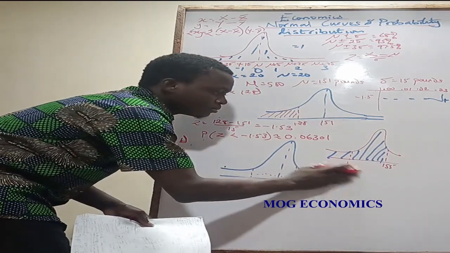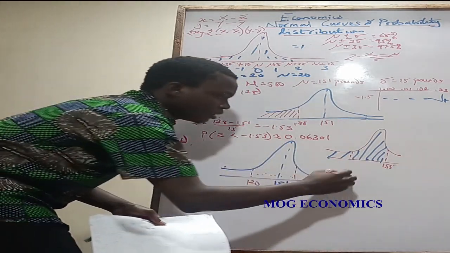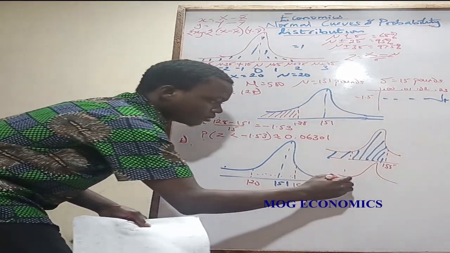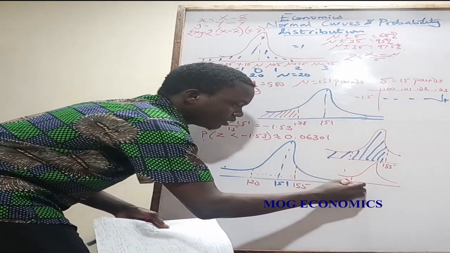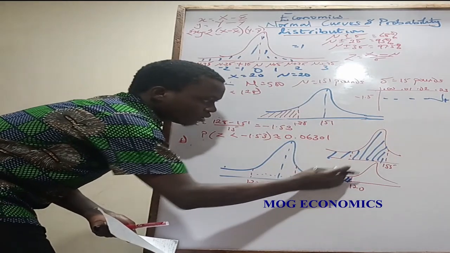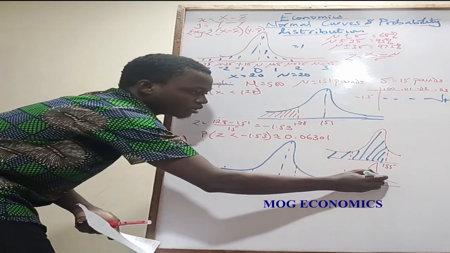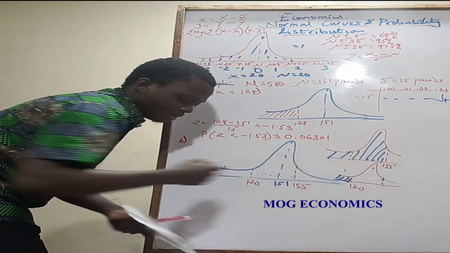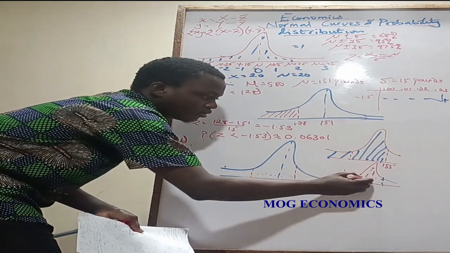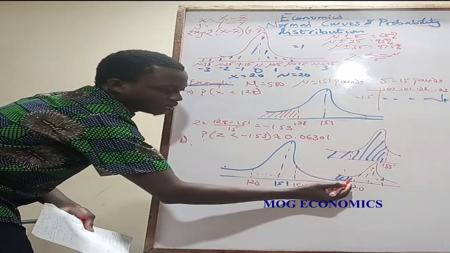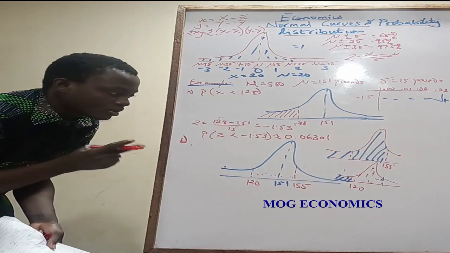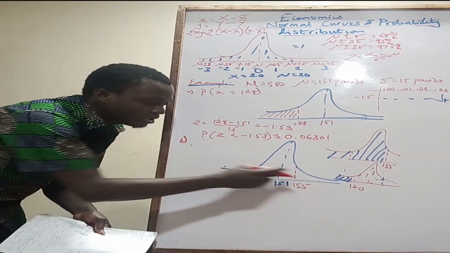So what we have to do is take this entire area minus the area to the left of 120 here. This entire area minus this one will give us what is left, which is what we are looking for, this area in between. So all of this area minus this one gives what is left. So we are going to find two z-scores, because the probability we actually need is in between.